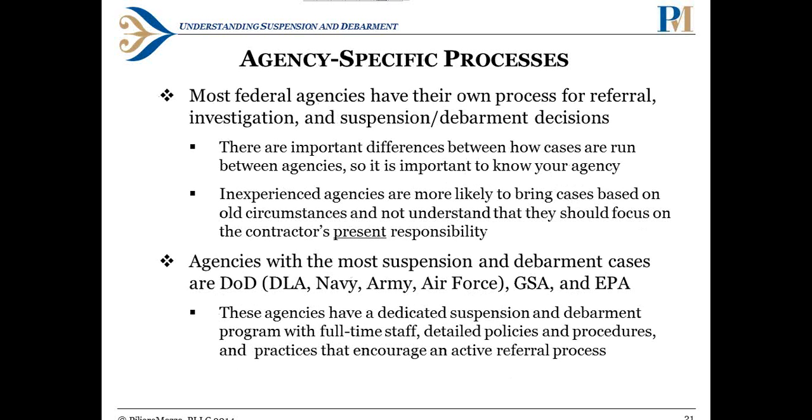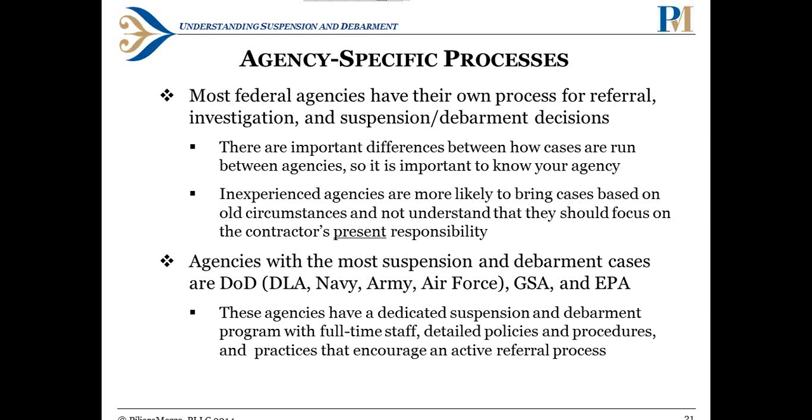Different agencies have different procedures. The FAR sets out a common set of standards, but it doesn't really go into the process too specifically. And there are important differences between the agencies and how they run it. The big one is that agencies have different levels of staff and resources.